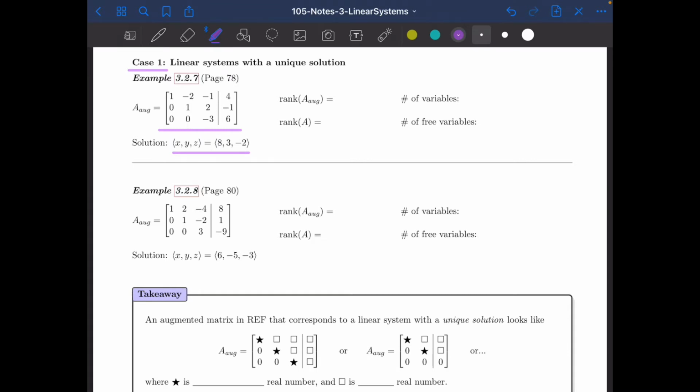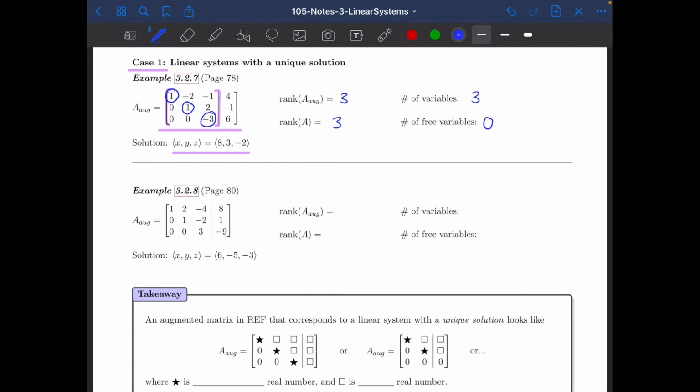Now, what is the rank of the augmented matrix? Well, the rank is the number of leading entries, which is 3. The rank of the coefficient matrix is also 3. Remember that the coefficient matrix is the smaller matrix, the matrix that does not contain the column of constants. And so the rank of this coefficient matrix is also 3. The number of variables of the linear system is 3, and there are no free variables. Every variable is a leading variable.